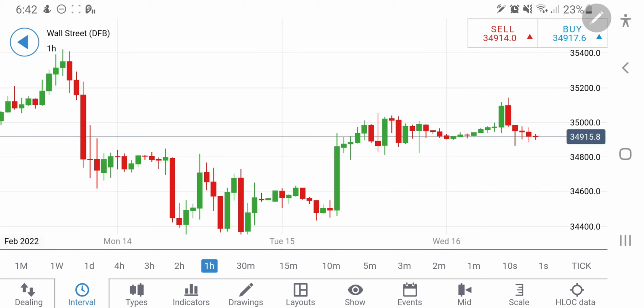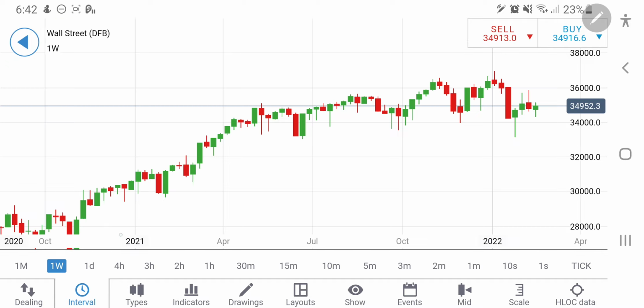Similarly, on the hourly charts, the story is somewhat the same. Now let's have a look at the daily charts.